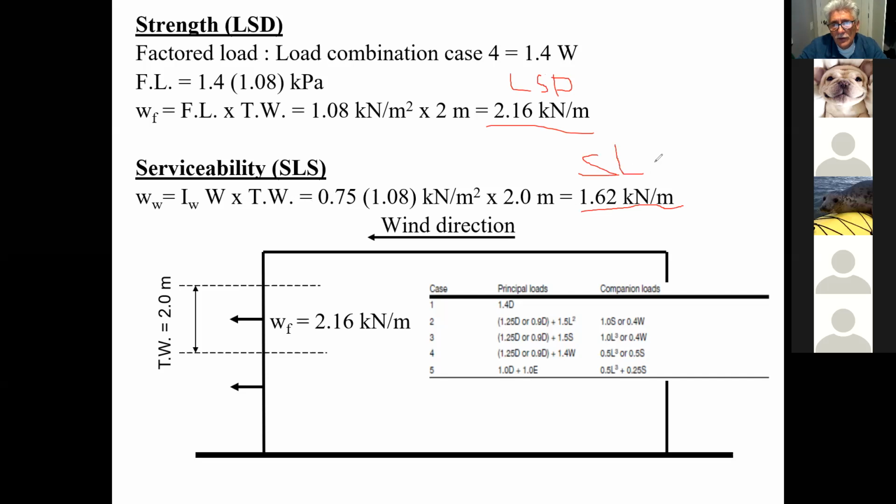Serviceability limit states. Sir, I have a question. Yeah, go ahead. For the factored load, it's 1.4 times 1.08, and when you found your load, you didn't change, it's still 1.08 times 2 meters. It's not like the factored load. I forgot to multiply it by 1.4. Yeah, well, it's possible. Like I told you, I did this quickly.